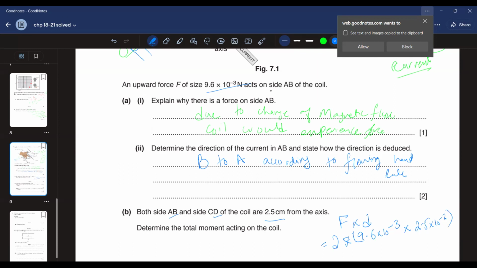Wait, why do you multiply by 2? Because उन्होंने A, B and C D दोनों के cross पूछा हुआ है. So 2 times the moment होगा. Oh, okay. 4.8 times 10 power minus 4.